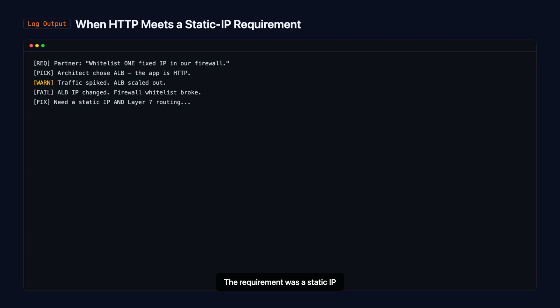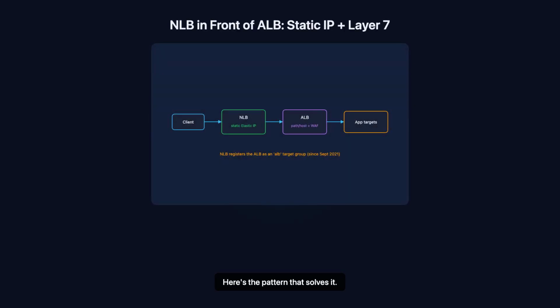The requirement was a static IP and layer 7 routing at the same time. Neither type gives you both on its own. The solution is to put a network load balancer with an elastic IP in front of the application load balancer. The NLB anchors the fixed IP, and the ALB handles the HTTP routing behind it. Here's the pattern that solves it.